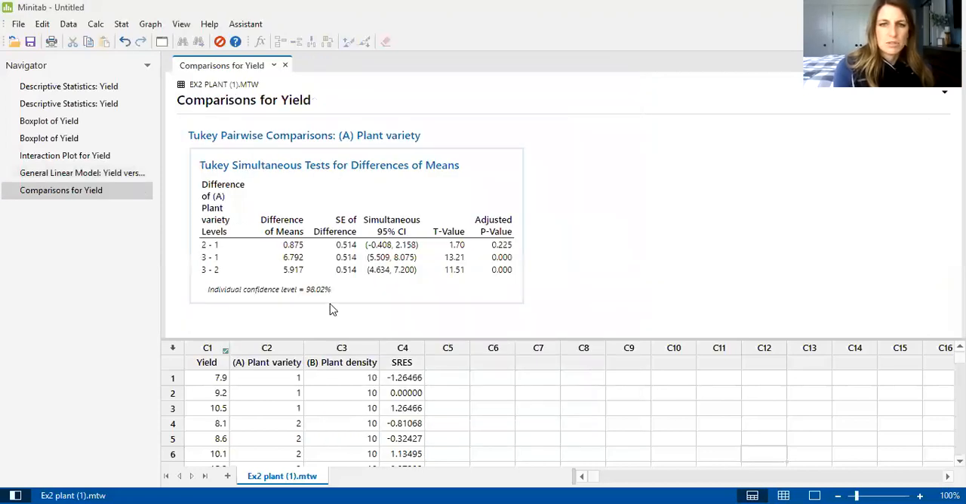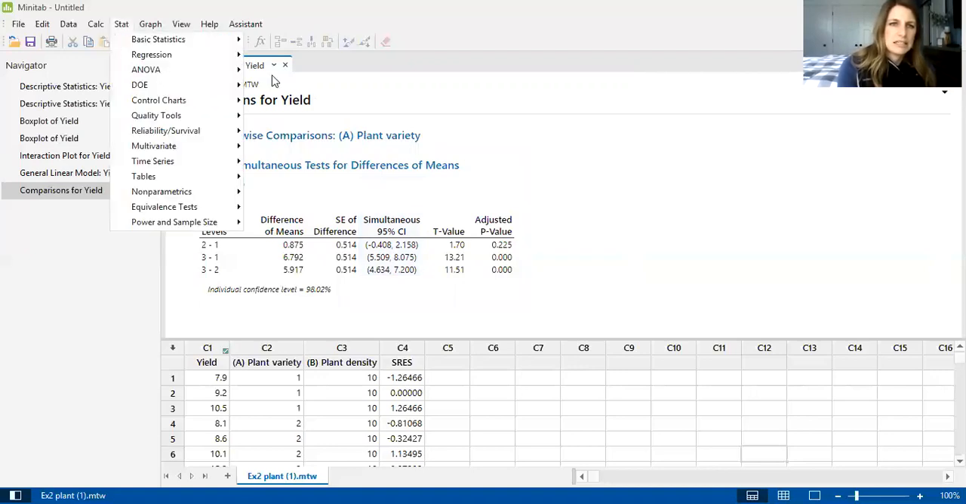So now I can see which ones are different. I can see 2 minus 1 has a 0 in the CI, and the other ones are all positive. This means that 2 and 1 are the same, and that 3 is different from 1 and 3 is different from 2. And then I can rank my means and draw my underlines the way I would normally do for the other ANOVAs.